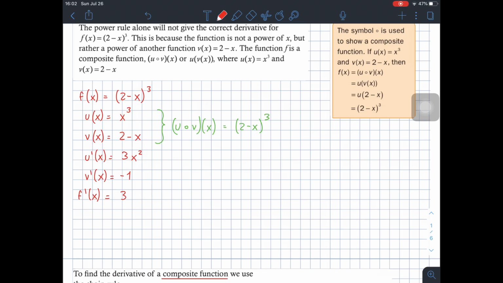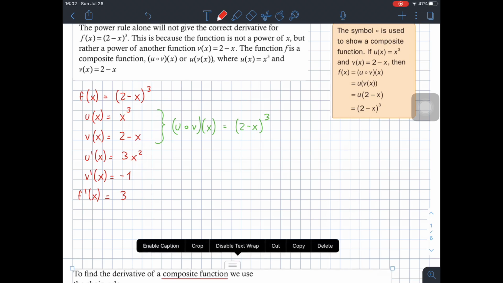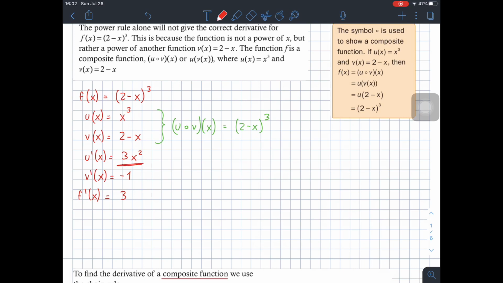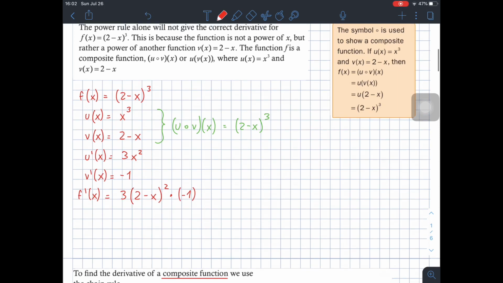So it's 3 times x squared. Instead of writing x, I'm going to write the original v function, 2 minus x, times the derivative of the inner function, which in this case is negative 1. And that's it. This is the derivative of function f.